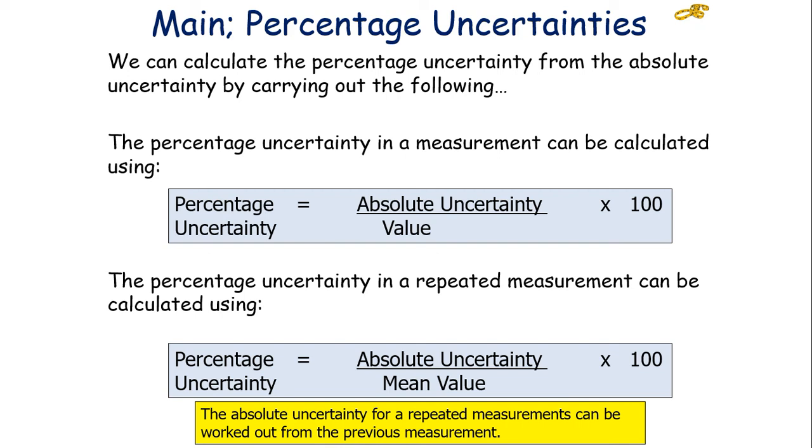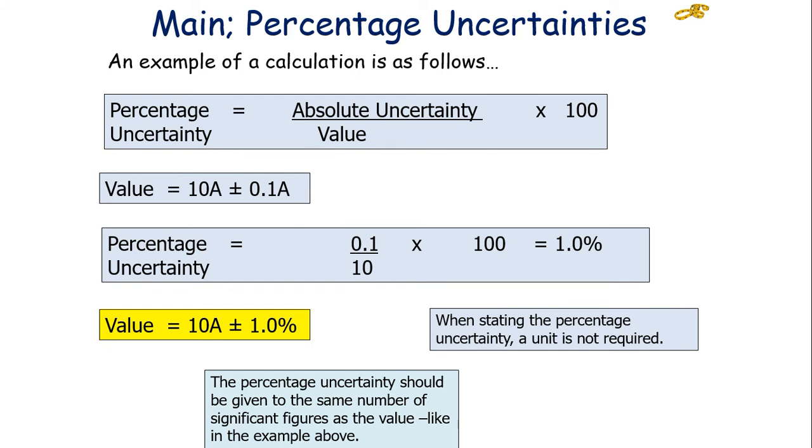Now the absolute uncertainty for repeated measurements can be worked out from our previous methodologies, and it's good practice to reduce percentage uncertainty to the lowest value possible. The easiest way to do that is to use the largest values in your experiment, because when you divide by a larger number in this equation, it will give a smaller percentage uncertainty. You could also do this by decreasing the absolute uncertainty, and that could be done by carrying out a better experimental technique or using measuring devices with smaller resolutions.